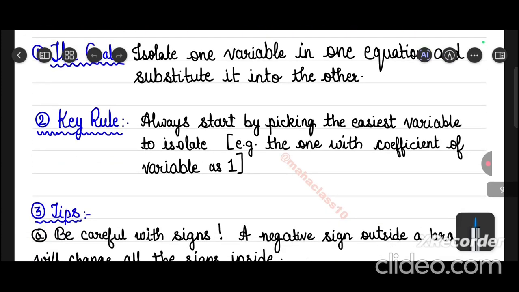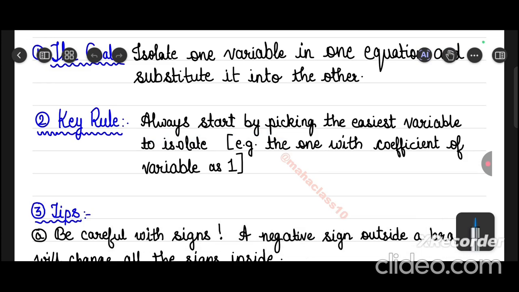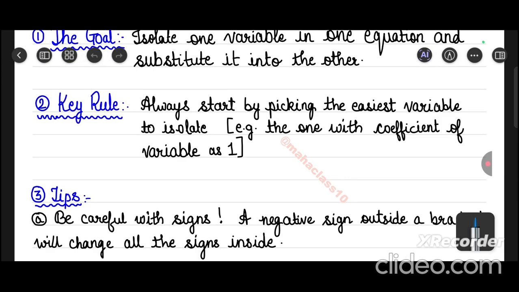Now what's the key rule? The key rule is always start by picking the easiest variable to isolate, for example, the one in which the coefficient of the variable is 1. Why is such a key rule important? Because this makes our problem easier to solve and we can reach the value of the variable easily.